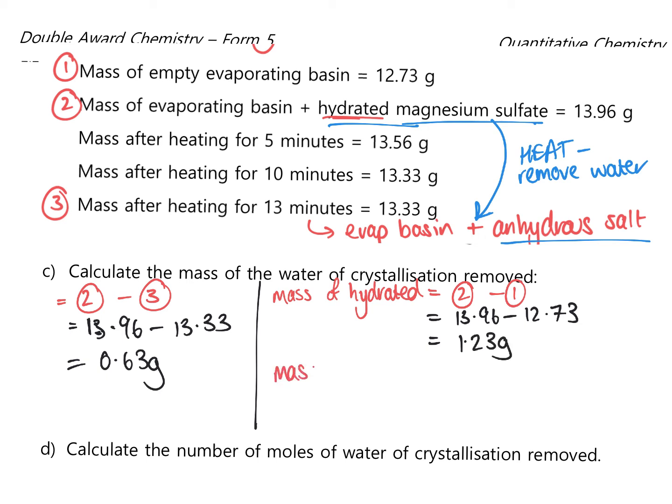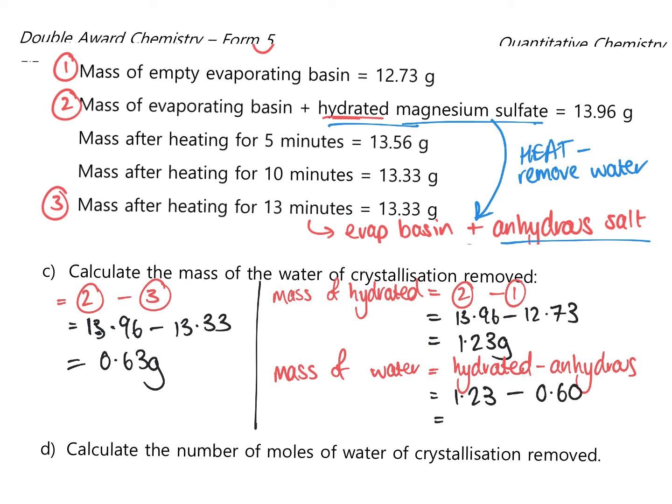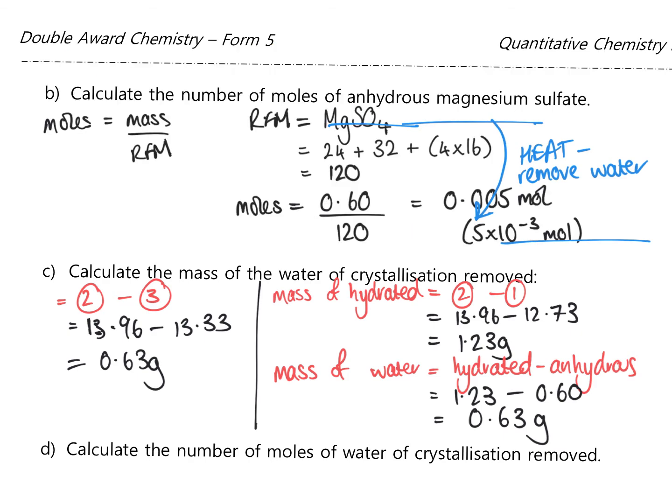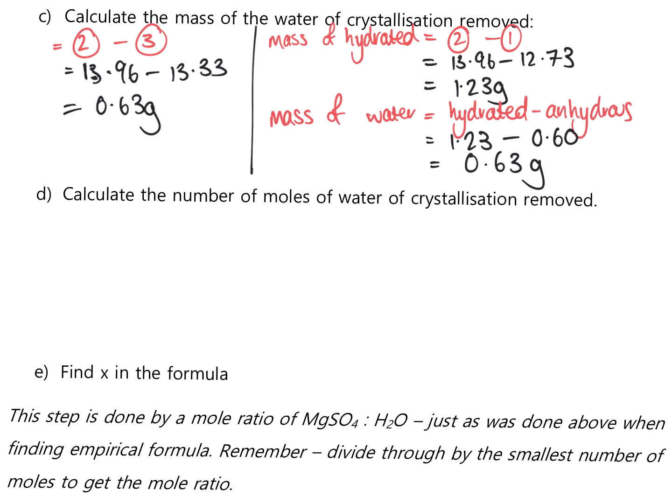Mass of water then is hydrated minus anhydrous, which would give you 1.23 that we've just worked out, minus 0.60 grams. That's our mass of our anhydrous, and that would give you 0.63 grams. So either's fine. You can say it gives you the same answer, but just whatever way that you find would be more helpful. So I'll just get rid of our mass values again and move on to part D.